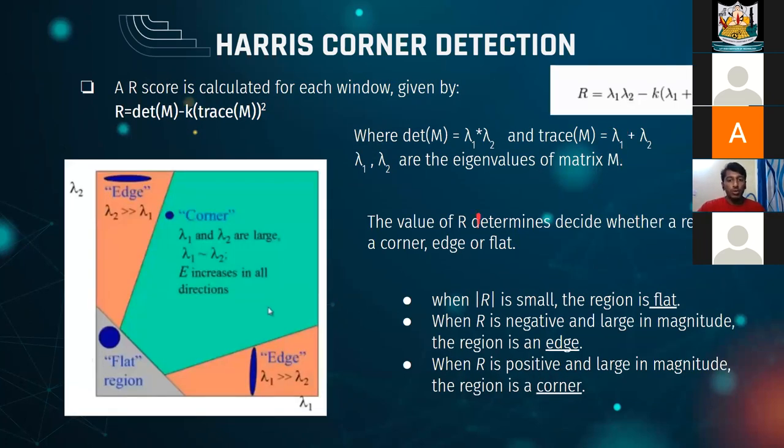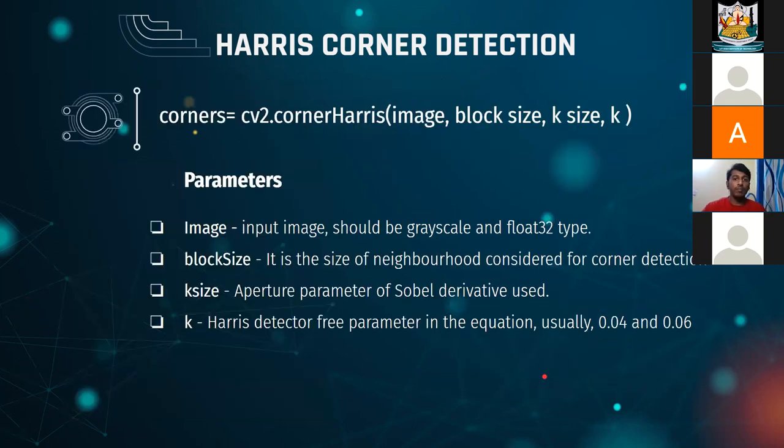Okay. So you get an R square in the matrix, and using the R square, you can classify. If mod R is very small, the region is considered to be flat. If R is negative and very large in magnitude, it is an edge, right? Like that. It's very easy to identify with that.